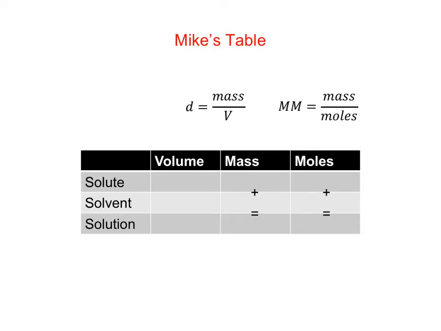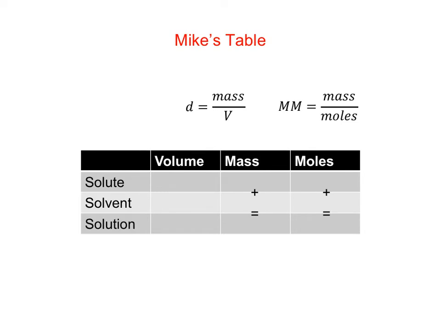Before we get into the other concentration units in more detail, I wanted to introduce something that I call Mike's table. One of my friends and colleagues, his name is Mike, introduced this table to me to help students organize the data when they're doing all these different concentration calculations. What can often be difficult in these concentration problems is that we're given a whole ton of information, and it can be difficult to keep track of everything. Organizing your information in a table like this can help a lot. We have 3 rows and 3 columns that we can fill out: the individual volumes of the solute, the solvent, and the solution, the mass of each one, and the moles of each one.